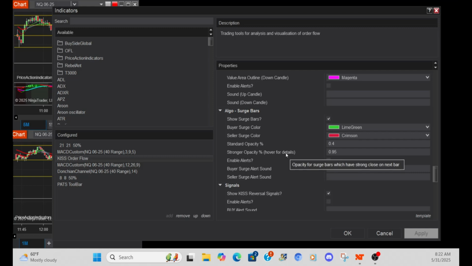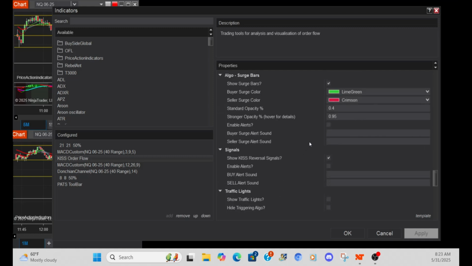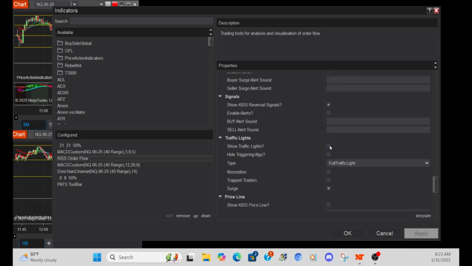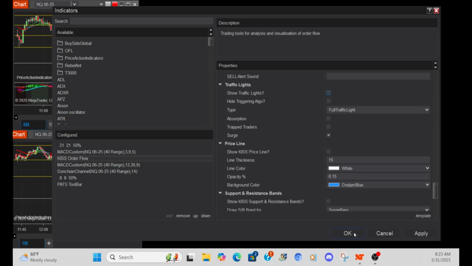So this one has a bar. If it's a long bar, the next bar will close above it. And for a short bar, the next one will close below it, showing that the strength of the surge is actually forcing in the direction of the trade. So that comes out of the box at 0.95. All right. So that looks good. Everything else is the same. Traffic lights, actually, I'm gonna leave those off for the moment, and that all looks good.